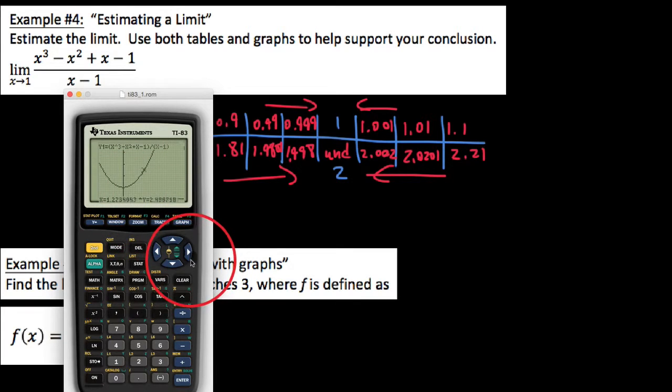But as I come into 1 from the right side, look at your y values here, they're getting really close to 2. And again, coming in from the left, we get really close to 1 from the left, we can see our y values are approaching 2.